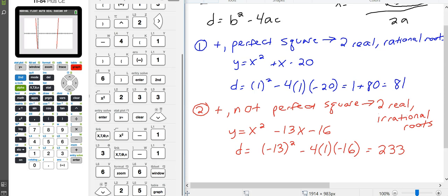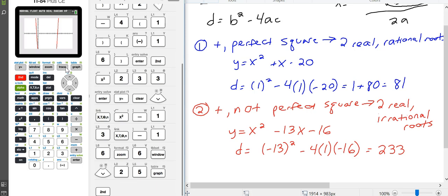Now we see both of our roots, and let's see if they're rational or irrational. They look like they sort of cross right on the lines, but the calculator will tell us that they're really irrational. Second trace to get into the calc menu.